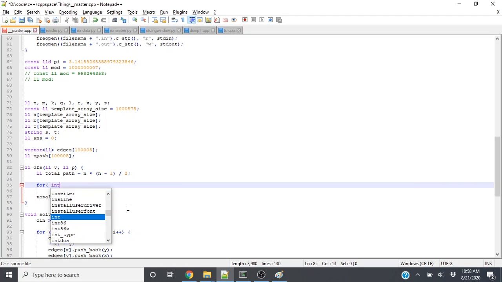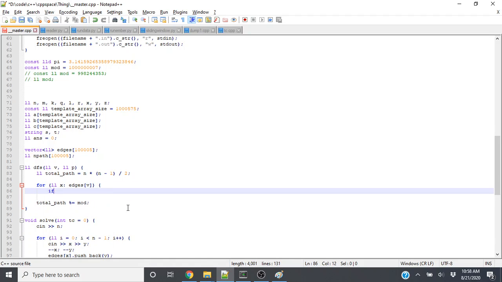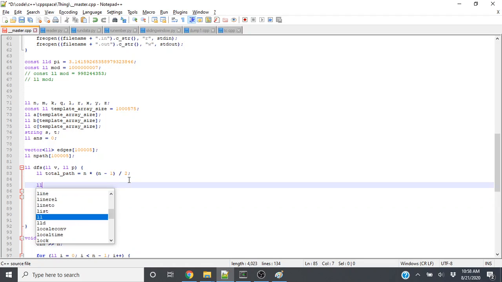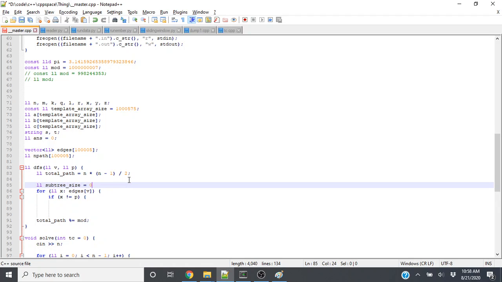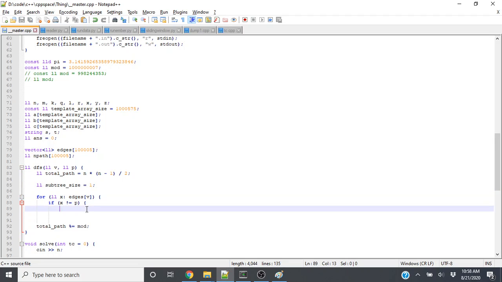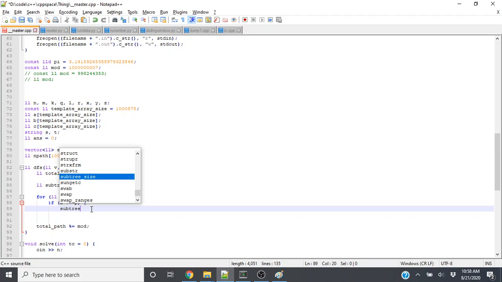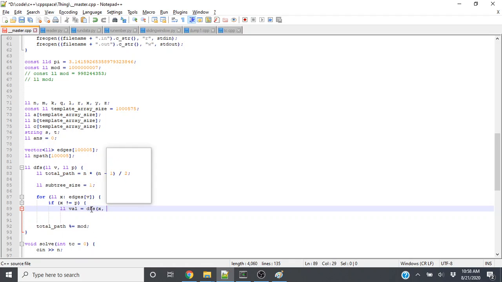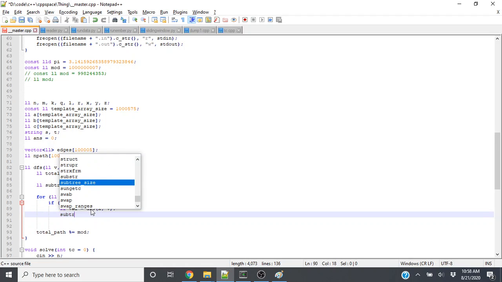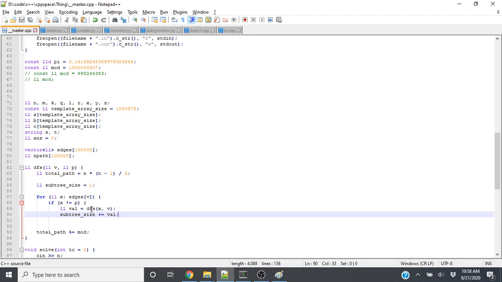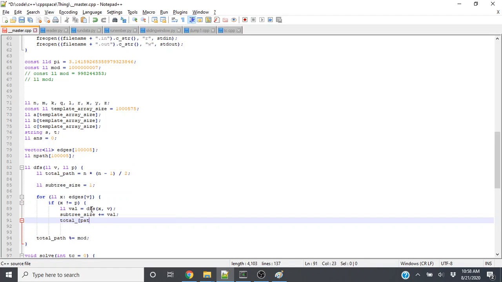So now for every outgoing edge, if it's not the parent, LL subtree size equals 1. DFS go down, then subtree size plus equals val. Total path minus equals the number of paths strictly in that subtree.